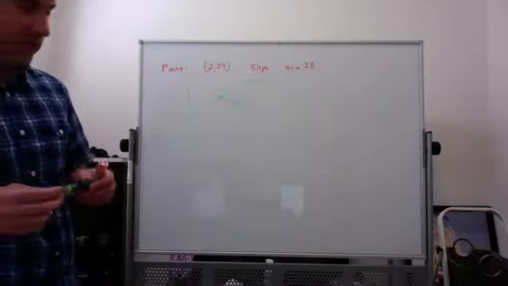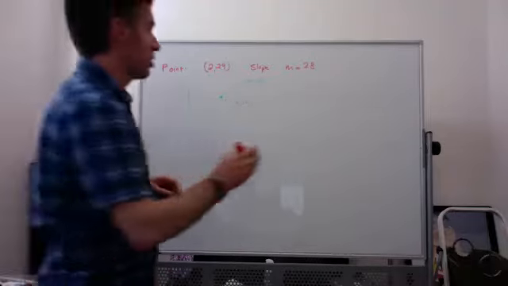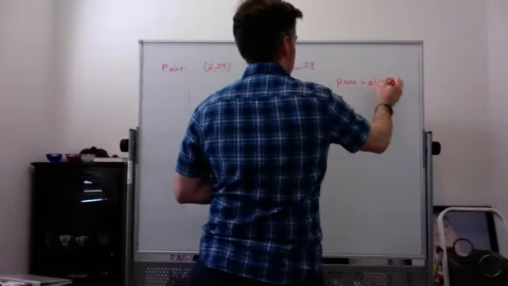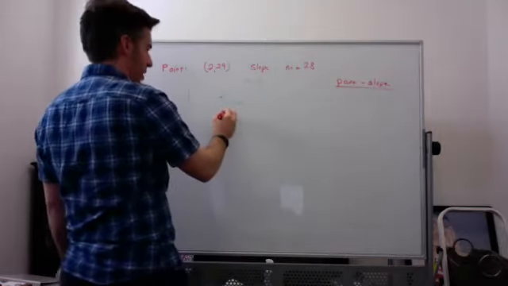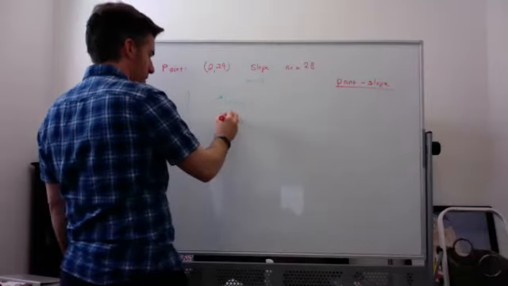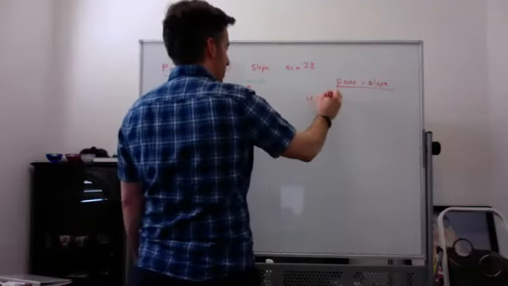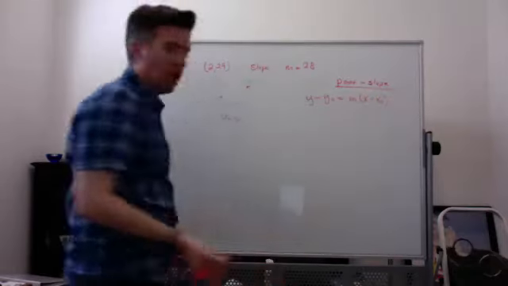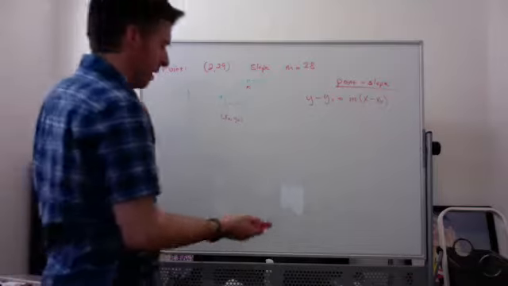So to find the equation of this line, there's a couple ways you can do it. My personal favorite way is to use the point-slope form. If you've got some point, (x1, y1) or (x naught, y naught), and some slope, then y minus y naught equals your slope times x minus x naught. I would recommend memorizing this.